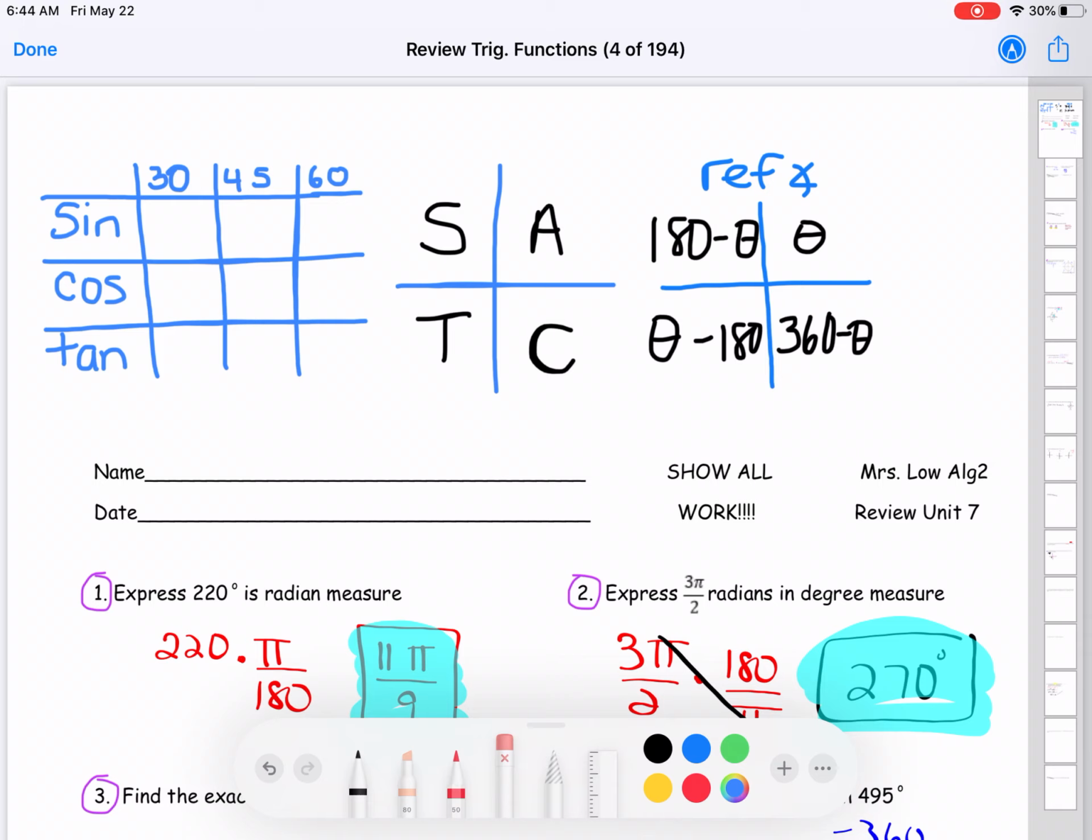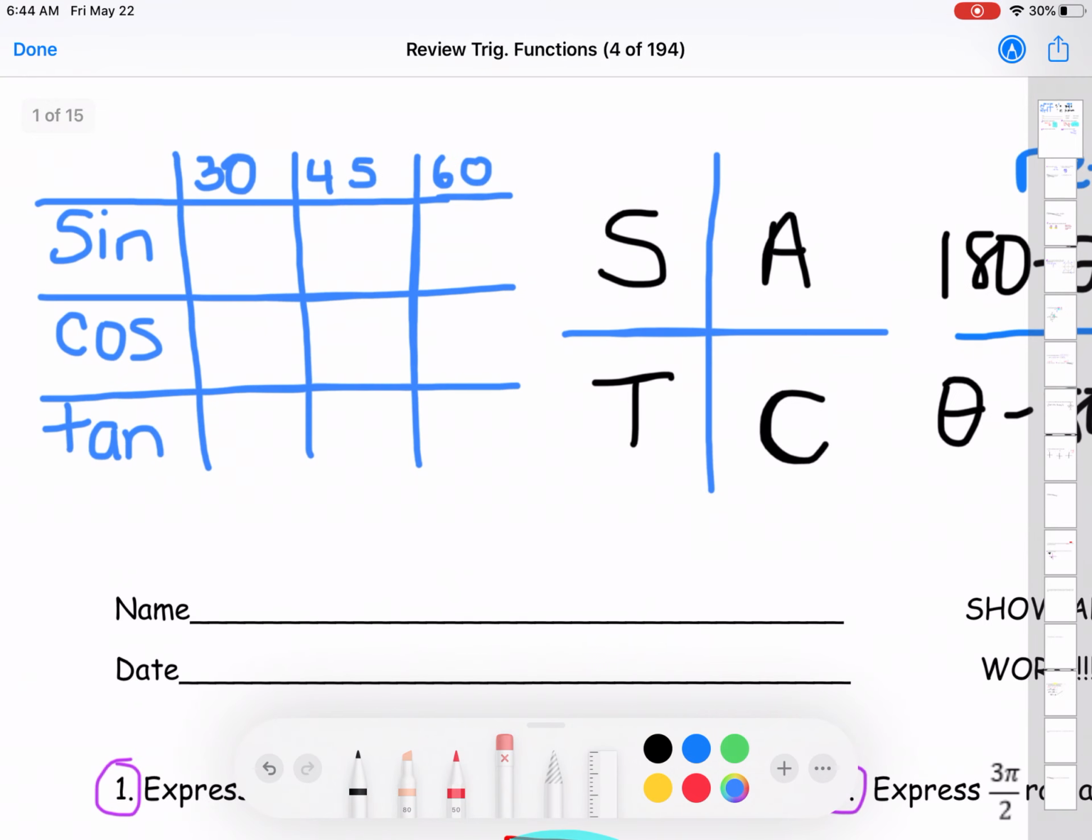Today we're going to do a review of trig functions. The stuff on top you should copy down. Remember, you can print this. I uploaded this, or you could be taking notes with me. Okay, so first let's fill out the stuff up top.